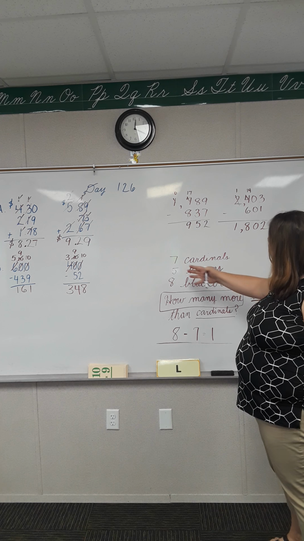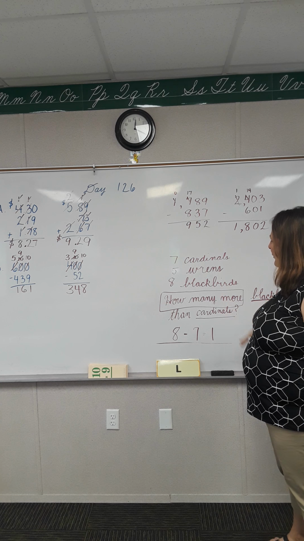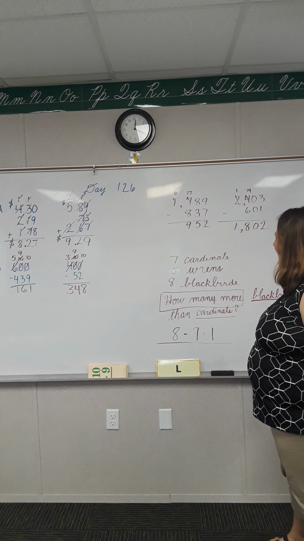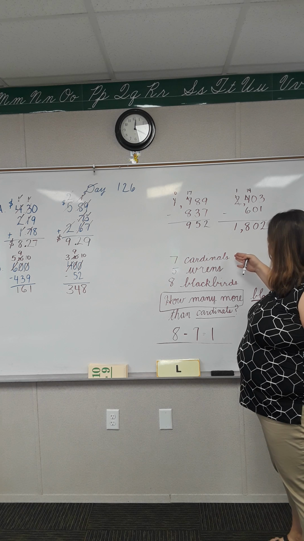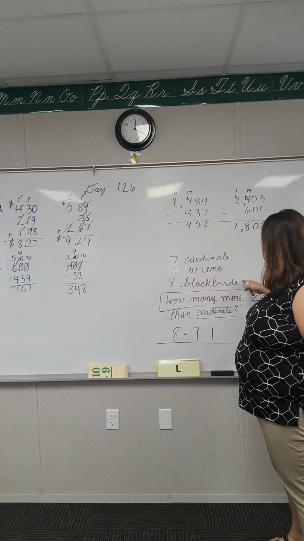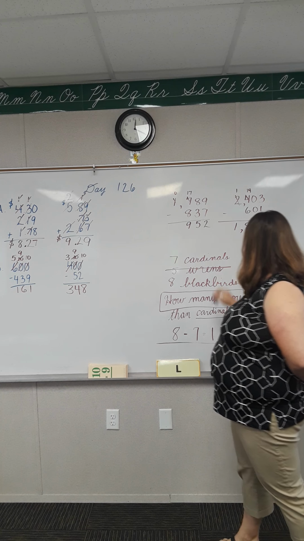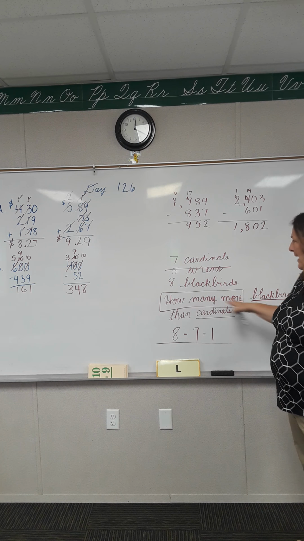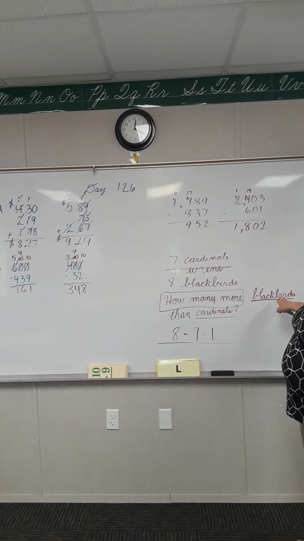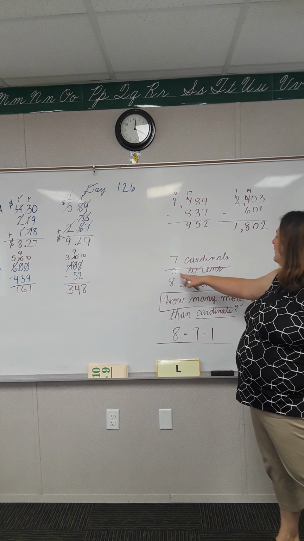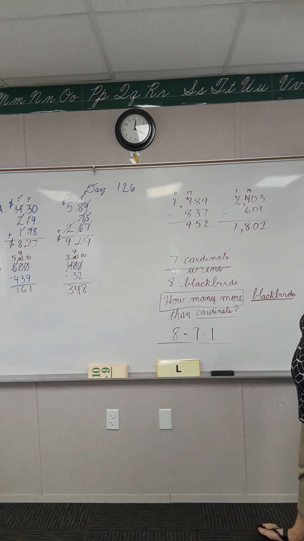Now, there's a piece of information here that's a distractor. That means we don't need to know it to answer the question. It's just going to confuse our minds. So, which do we not need to know? Cardinals, the wrens, or the blackbirds? We don't need to know the wrens. The question doesn't ask about wrens. The question asks only about blackbirds and cardinals and how many more blackbirds she has than cardinals. So we don't need to know how many wrens she has.